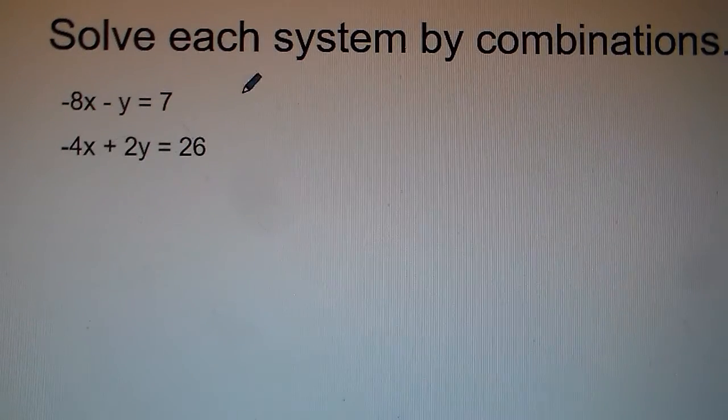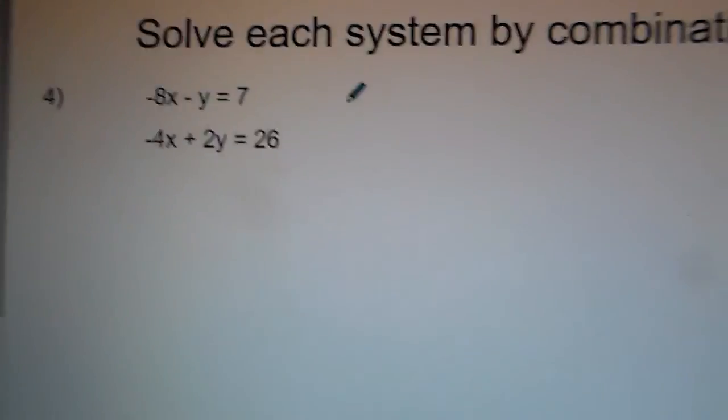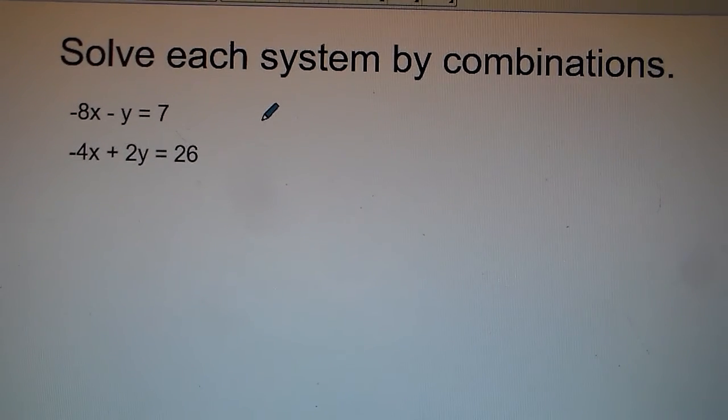Alright, let's try this problem. See if you could do that on your own, or at least the first step on your own. Whoop, my bad. So, my apologies, here we go.